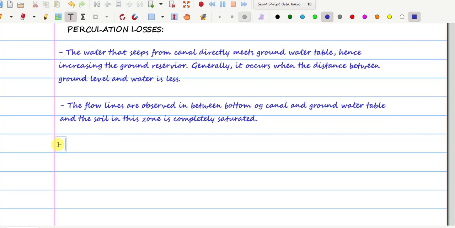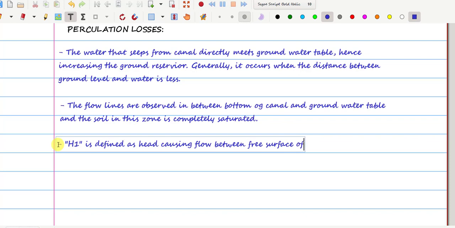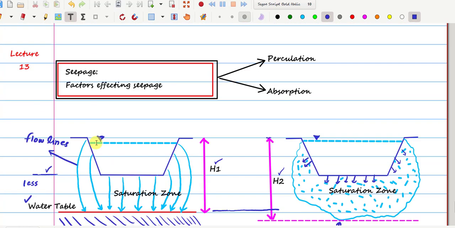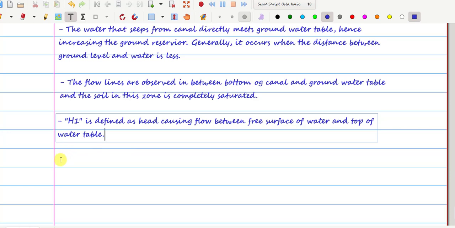And the next important point is H1. We have represented the head with H1, right? H1, or head, is defined as the head causing flow between the free surface of water and the top of the water table. Got it? This is the free surface of water. In case of percolation, you can define head as this.